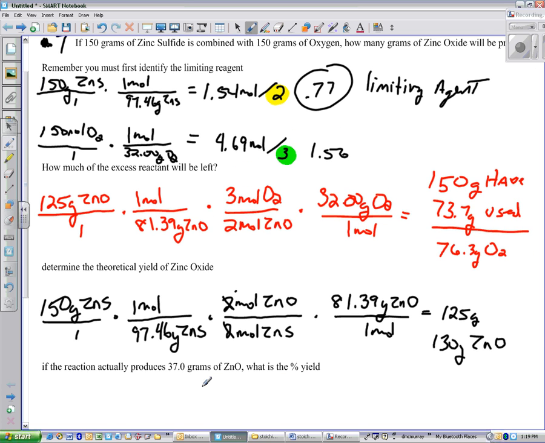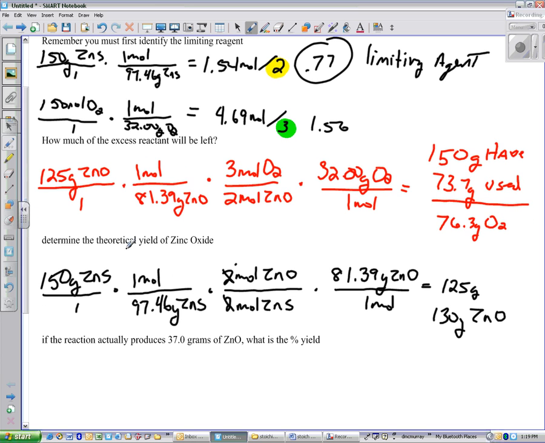And so here we are saying that we only get 37 grams of ZnO. Well, we've just found, theoretically, the most possible, according to the conditions that were mentioned, we could get all the way up to 125 grams, which is quite a bit compared to 37. So we can take this equation that says actual over theoretical times 100 should equal the percent yield.